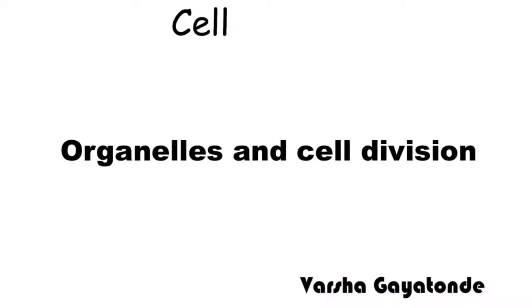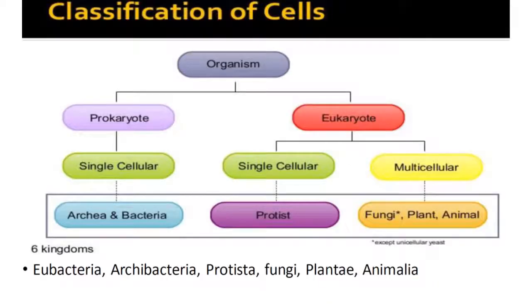This video is about cell organelles and cell division. Cell is the basic unit of all living organisms. Coming to the cell classification, the organisms can be divided into prokaryotes and eukaryotes. Prokaryotes are single cellular like archaea and bacteria.